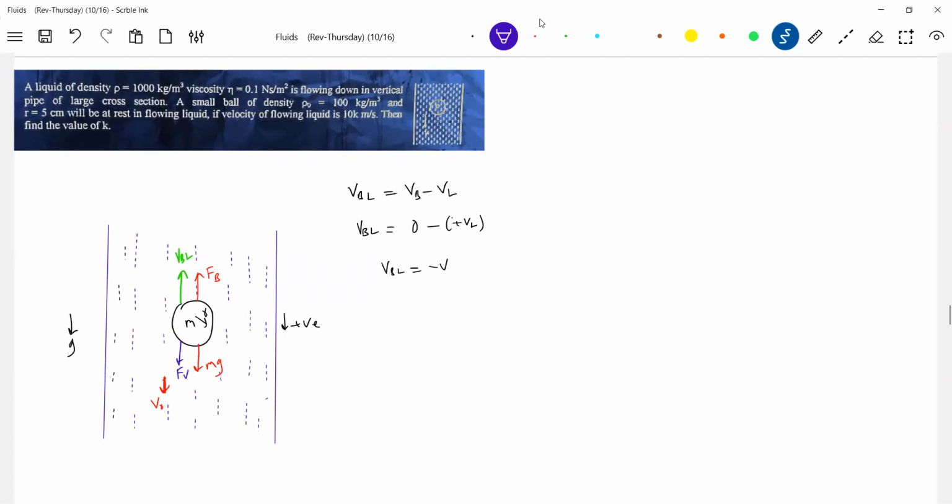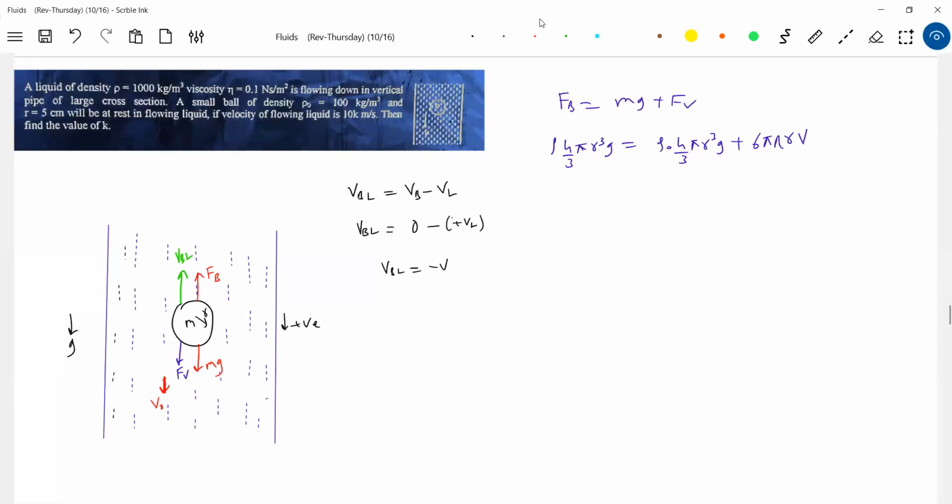I think the question is only this much. So now it is moving, then find the value of K. So let me equate this. Buoyant force equals mg plus viscous drag. Density of liquid rho, times 4 by 3 pi r cube g. Density of ball, times 4 by 3 pi r cube g. Viscous drag 6 pi eta r. What shall I write here? V only, the magnitude.